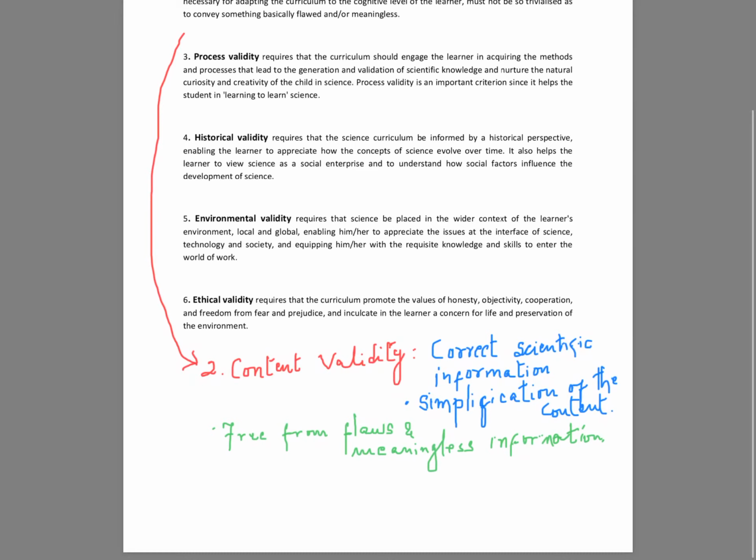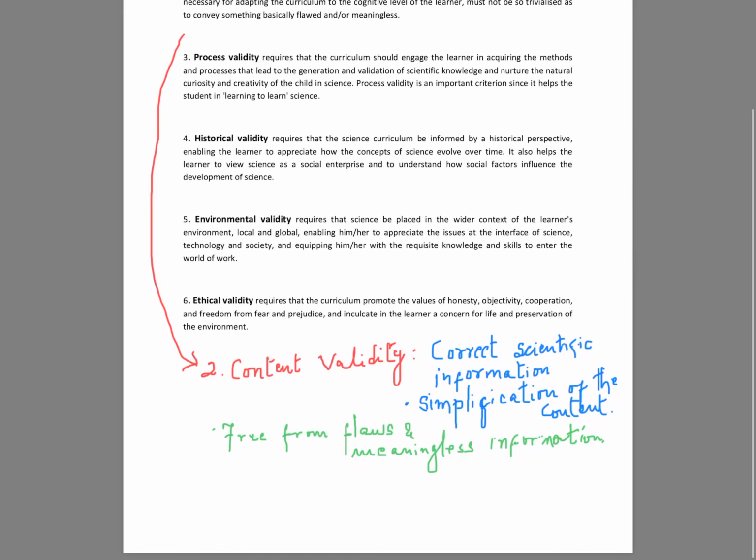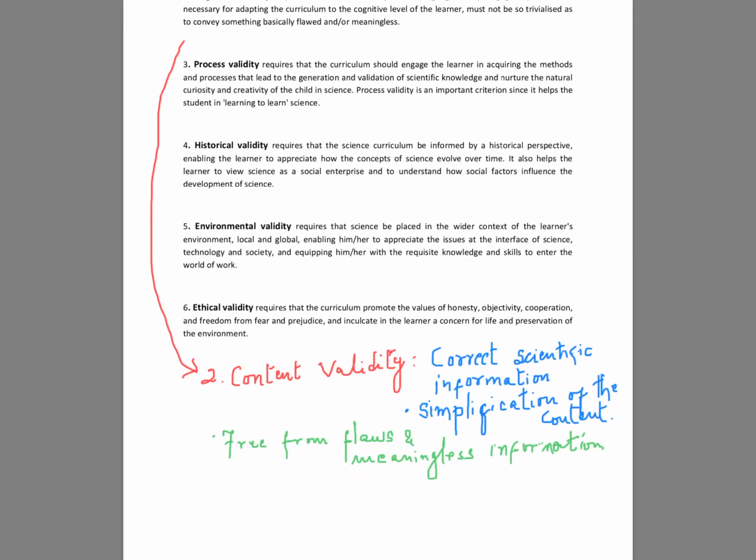In content validity, the content or the subject matter in the curriculum is to be with correct scientific information, and all the content should be simplified. It has to be expressed in a simple manner, and it should be free from all kinds of trivialization, flaws and misinformation. And plus there should be accurate information, but meaningless information should not find a place in the curriculum. So that comes under content validity.